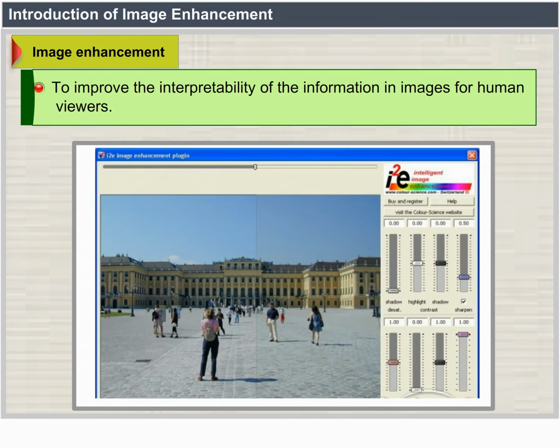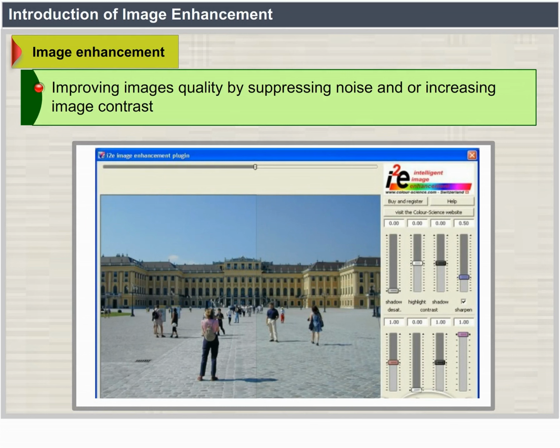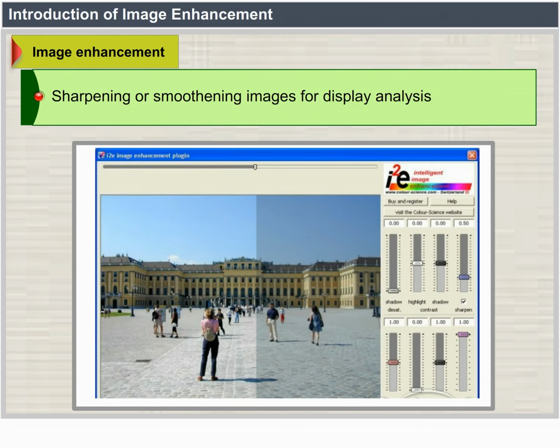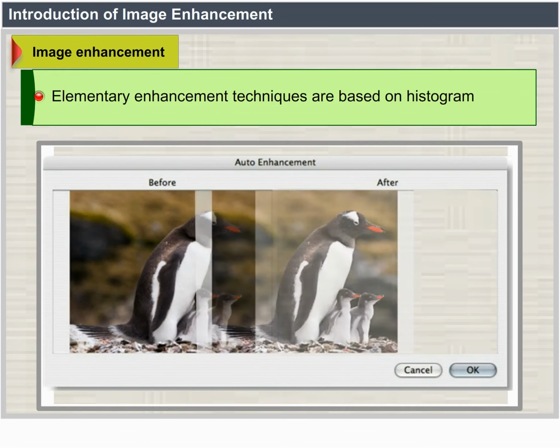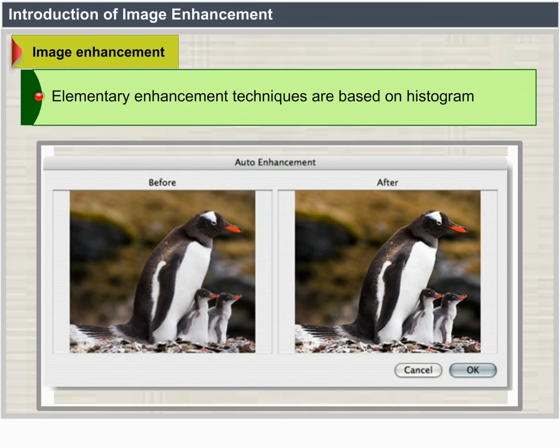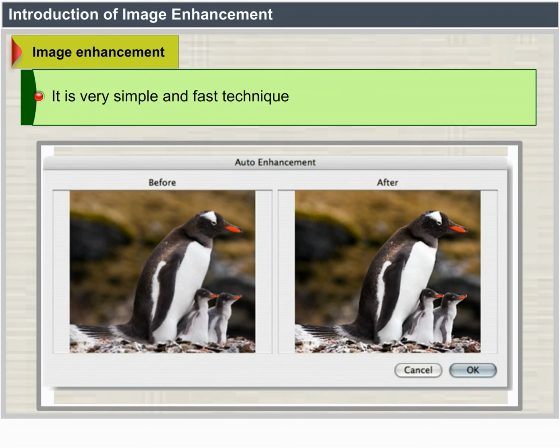Image enhancement. To improve the interpretability of the information in images for human viewers, improving image quality by suppressing noise and/or increasing image contrast, sharpening or smoothing images for display and analysis, used to improve visual perception of an image. Elementary enhancement techniques are based on histogram. It is a very simple and fast technique. It gives acceptable results. It plays an important role in both spatial and frequency domain.